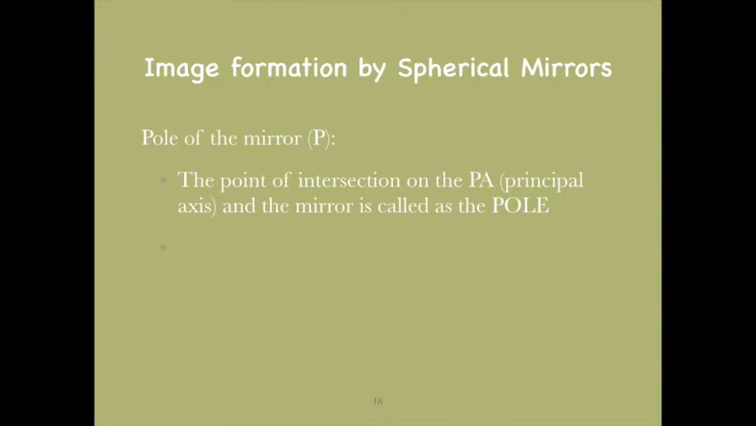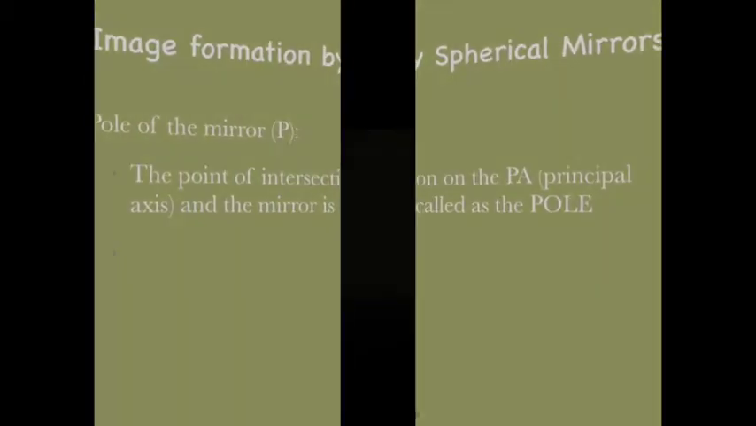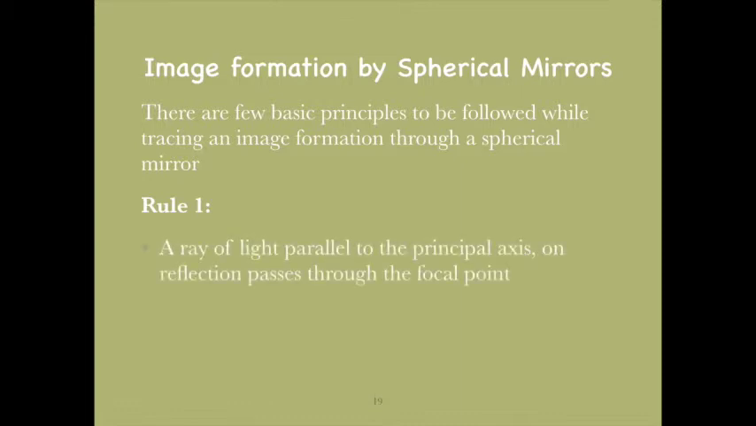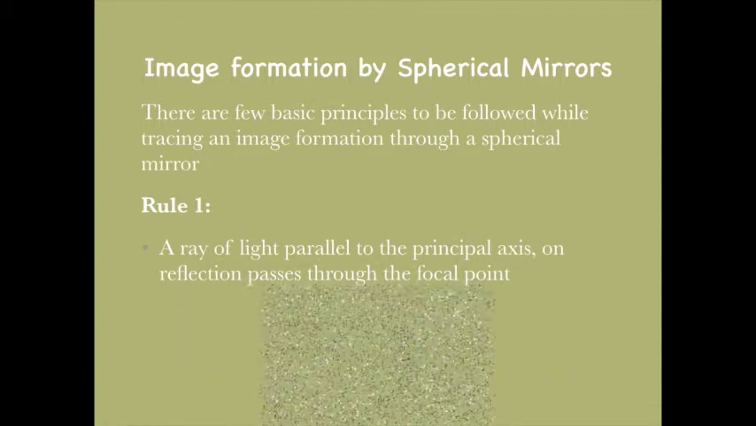So let's now study the image formation by a spherical mirror. For this, there are a few basic principles to be followed while tracing the image formation through a spherical mirror. Let's start with rule number 1. This says that a ray of light parallel to the principal axis, on reflection, passes through the focal point. After reflection it passes through the focal point. Please have a look at the diagram.